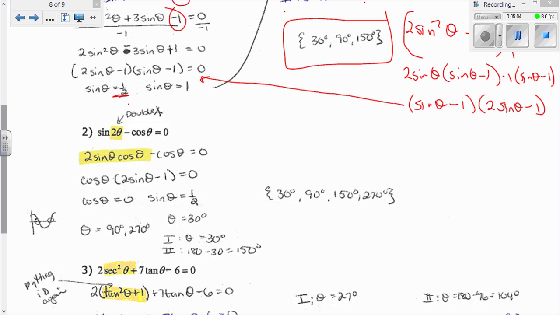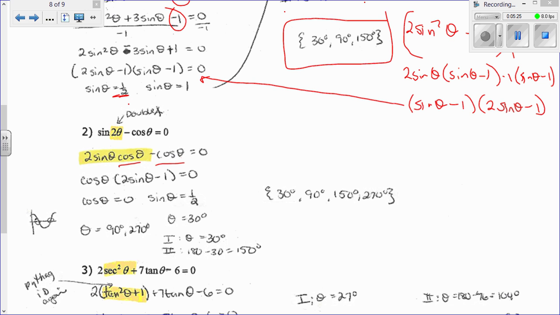Now, looking at 2 sine theta cosine theta minus cosine theta, they have a cosine theta in common. So they have a GCF. Pull that GCF out in front. So I have cosine theta times 2 sine theta minus 1 equals 0. I'll set each factor equal to 0. Cosine theta equals 0. Sine theta equals 1/2 because I add 1, divide by 2.